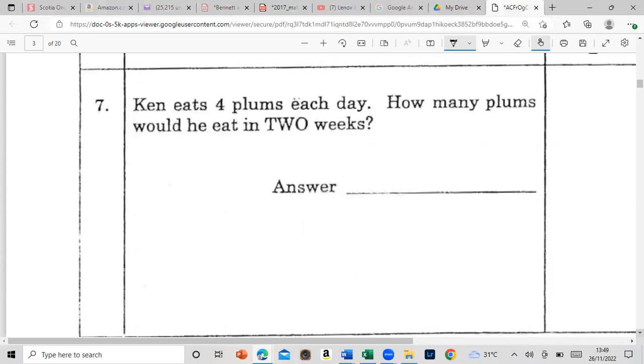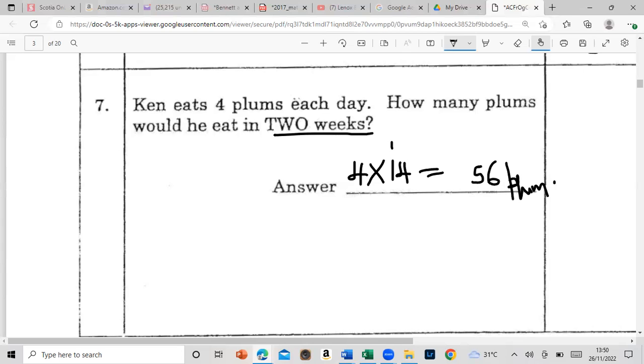Alright, so Ken eats 4 plums each day. How many plums would he eat in 2 weeks? Alright, so he eats 4 plums per day. Now 2 weeks is basically 14 days, right? 7 days per week. So 4 times 14. Some students find it hard to interpret these questions. Alright, that's fine. 4 ones 4, and that's fine. So he eats 56 plums. Okay.